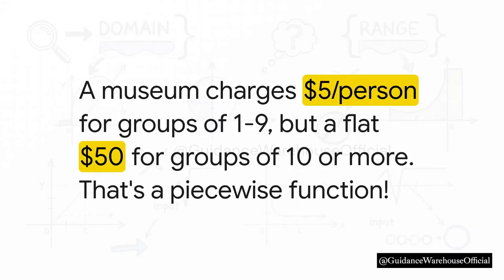Take this museum pricing. The cost is a function of how many people are in your group. But there are two different rules, right? If your group, the input, is between 1 and 9 people, the rule is C equals 5 times n. But if your input is 10 or more people, the rule totally changes to just C equals 50. It's one function with two different pieces.